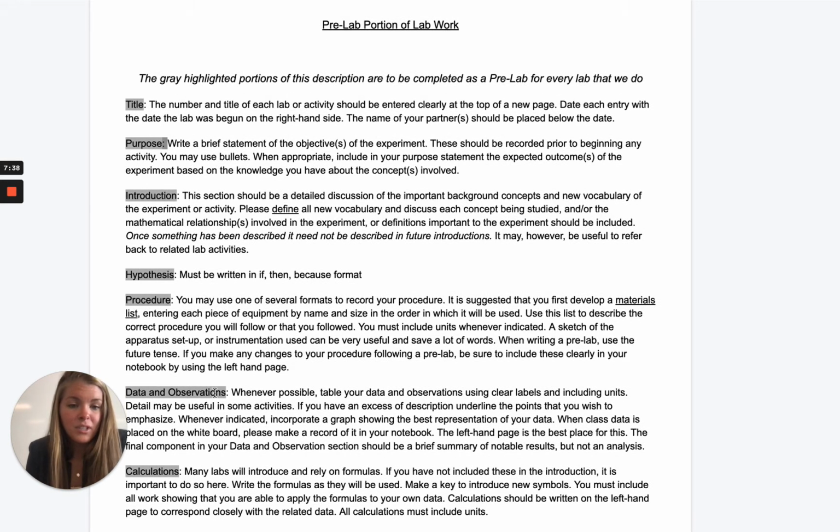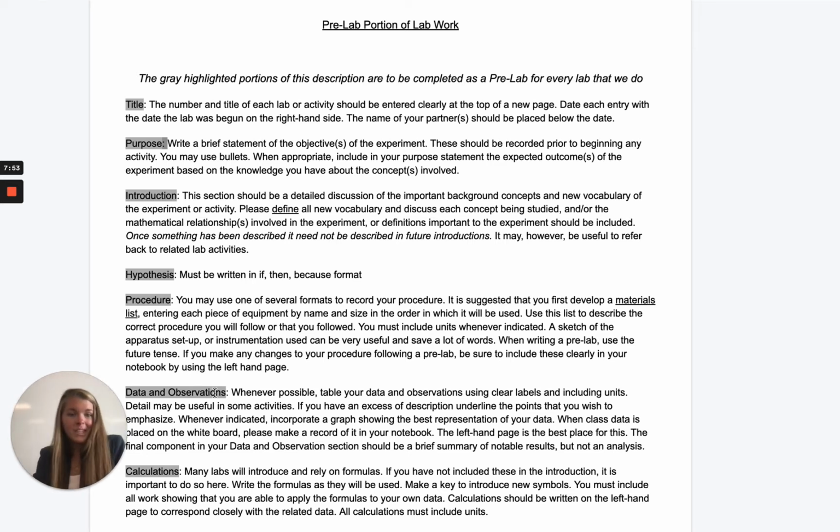The next thing is going to be data and observation. This is where you're going to put that data table. In this lab, I gave you an exact data table to use. I would suggest that you make this data table directly in your lab notebook. No, you can't cut out the one you already made and just paste it in.